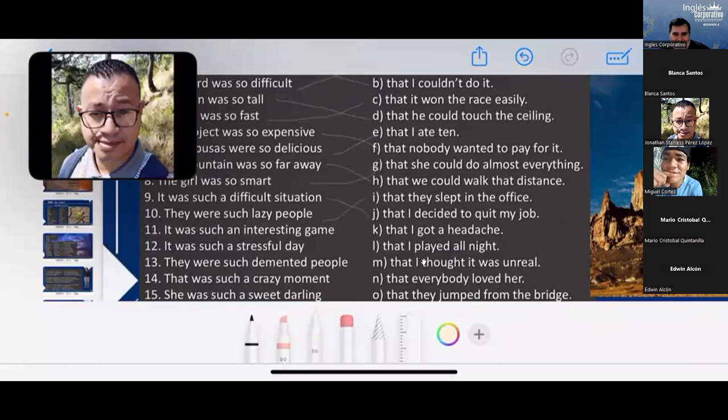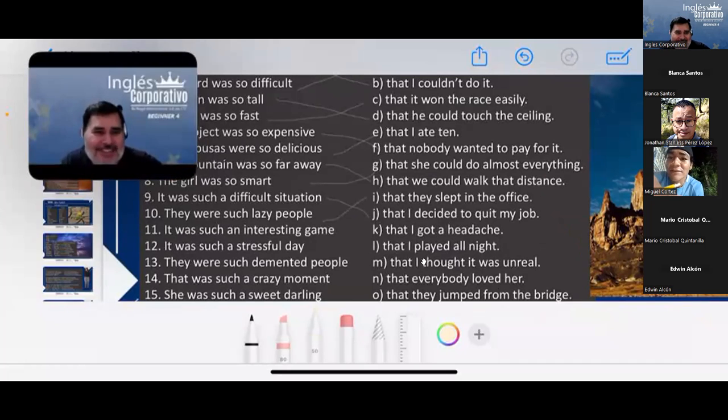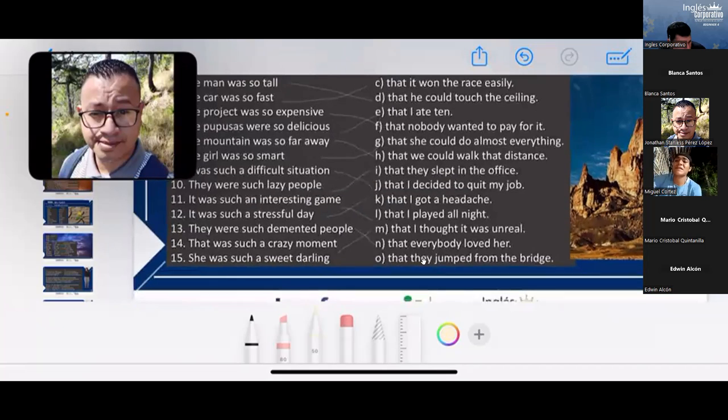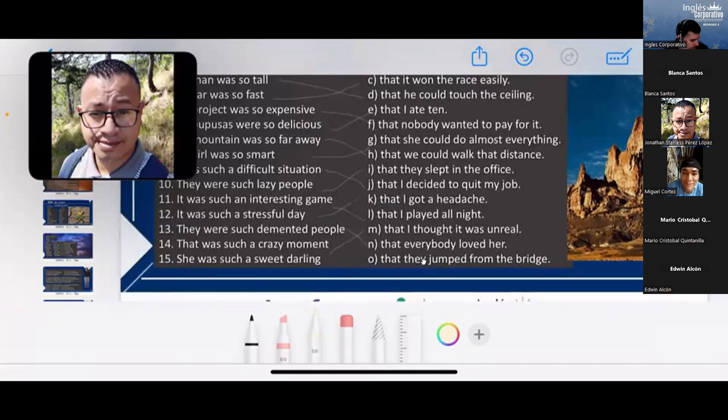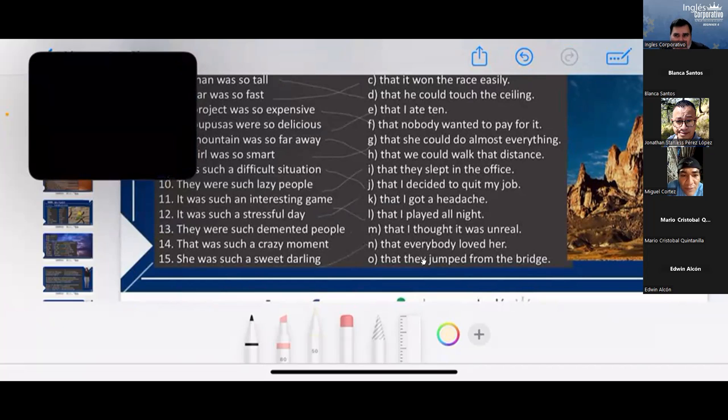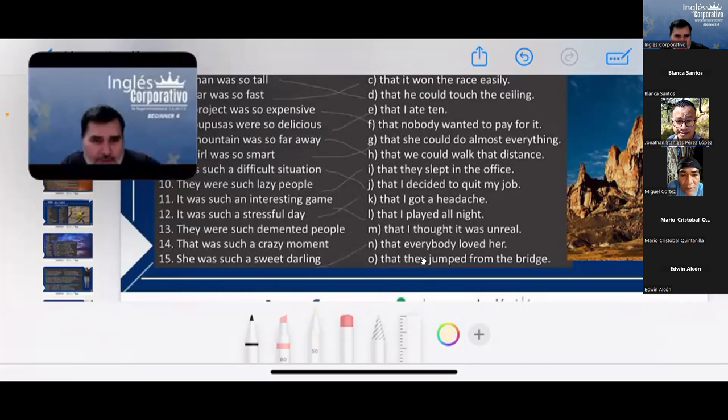It was so with the pronunciation. Little by little. It was such an interesting game that I played all night. She was such a sweet darling that everybody loved her. They were such demented people that they jumped from the bridge. It was such a crazy moment that I thought it was unreal.